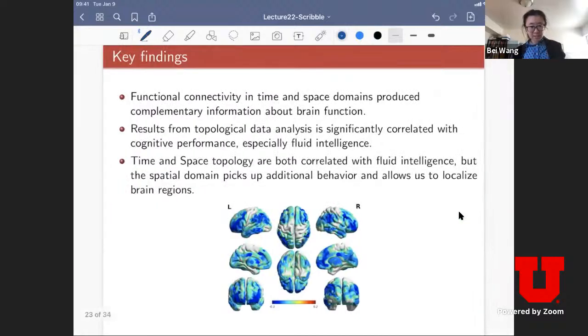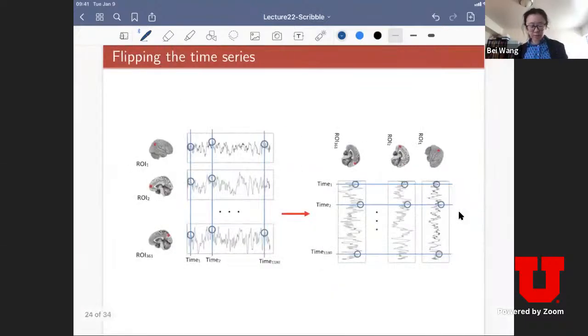Okay, so before I talk about it, what is the key finding? The key finding is that if I map the functional connectivity information from my brain data, two different ways of mapping produce complementary information. And the topological signature we see is correlated with cognitive performance of the brain, specifically things like fluid intelligence. And you can look at specific ways to map the initial data such that the spatial mapping will pick up additional behavior information and localize the brain region that is responsible for those activities.